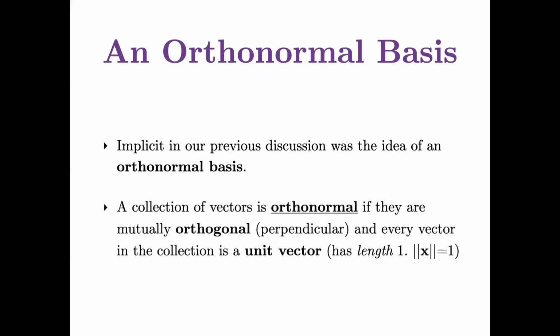A collection of vectors is orthonormal if they are mutually orthogonal, that means perpendicular, and every vector in the collection is a unit vector. You'll recall that a unit vector has length 1. So the 2 norm of x is equal to 1. Of course, the 2 norm is the square root of the sum of squared elements in x.